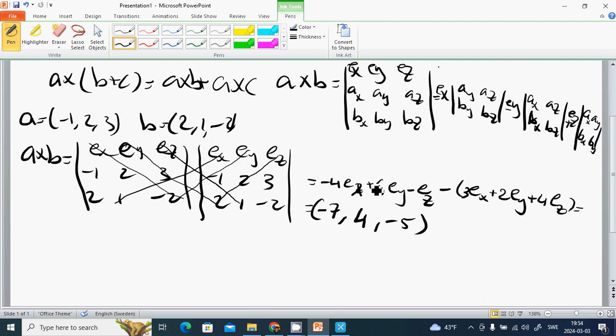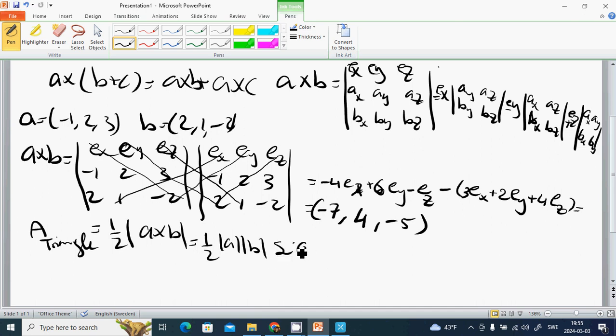We will also show that the area of a triangle made by those vectors, area of triangle equals 1/2 absolute A cross B, which is half absolute A, absolute B, sin theta.